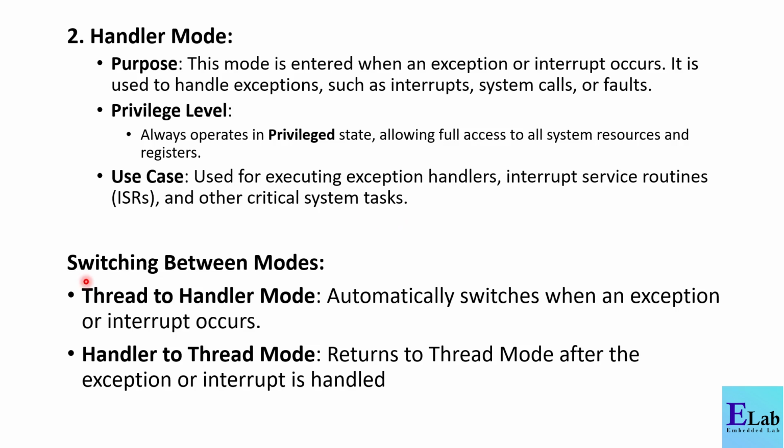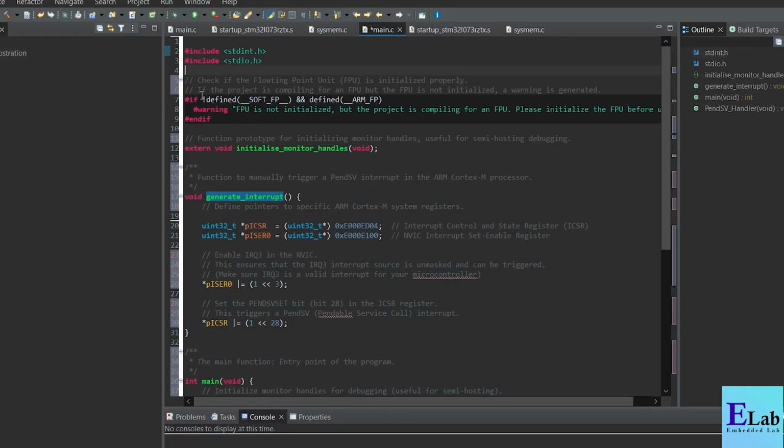In summary, our CPU has two operational modes, thread mode and handler mode. By default, it is operating in thread mode. It moves from thread mode to handler mode automatically when an exception or interrupt occurs, and it returns to thread mode after the exception or interrupt is handled. So let's understand what we learned with the help of a code demonstration.